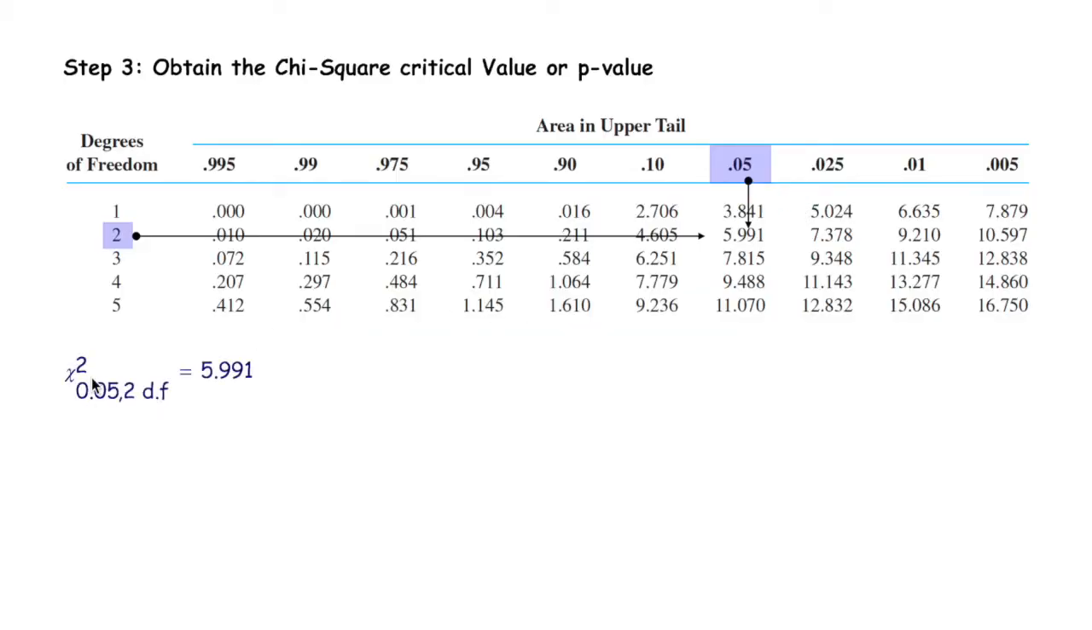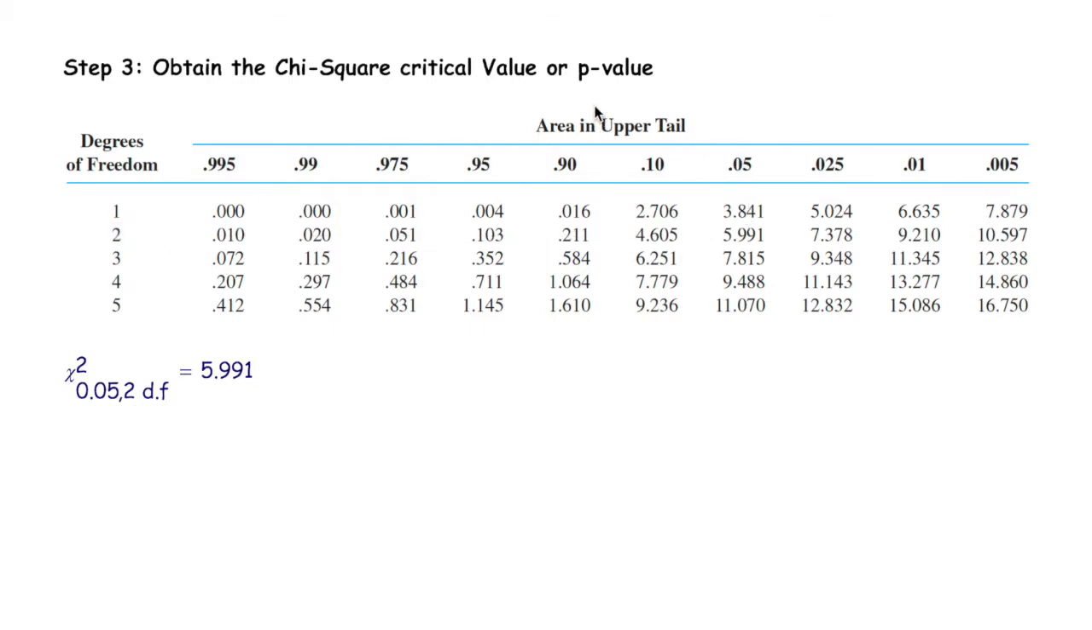So when we're looking for our chi-square critical value, we have alpha and 2 degrees of freedom. And once again, I remind you that the way we got these 2 degrees of freedom is simply because it's the number of rows minus 1 multiplied by the number of columns minus 1.